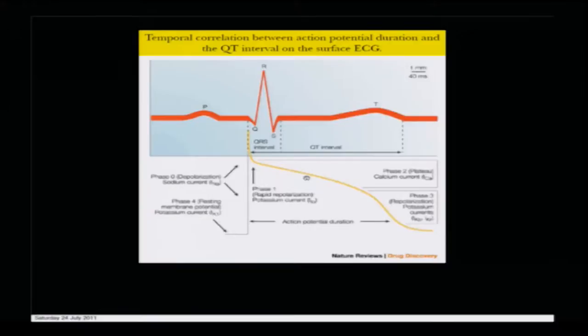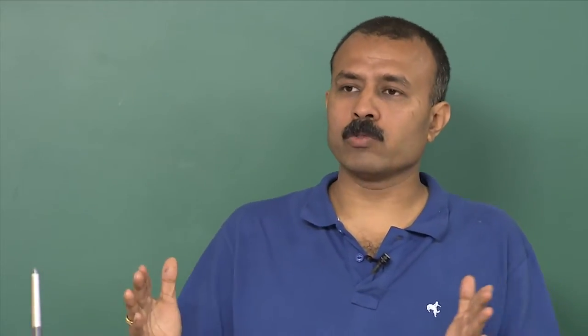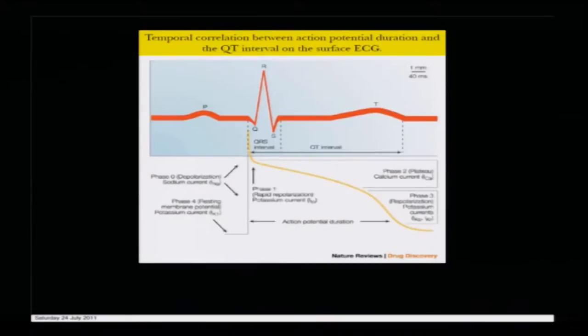This is just to give you a temporal correlation, the time window of an action potential and an ECG trace, how close or how far away they are from each other in terms of time, that is it. This has nothing to do with the functionality, because this action potential is purely a cellular phenomenon, and this is a holistic phenomenon of the whole heart.